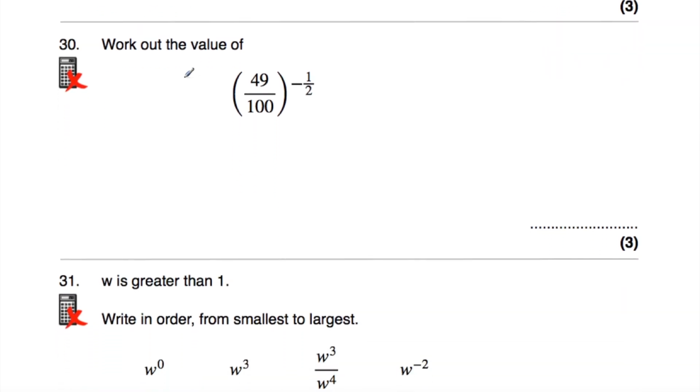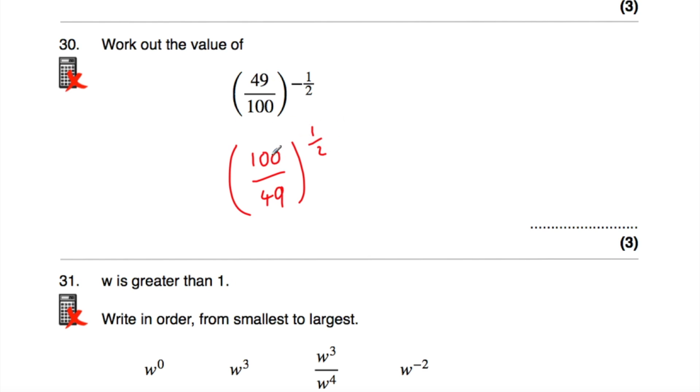So question number 30, we've been asked to work out the value of 49 over 100 to the power of minus a half. So we want to work out what 49 100ths to the power of minus a half is. So first of all, I'm going to deal with this negative power. Because we've got a fraction to a negative power, I'm going to find the reciprocal of it. So the reciprocal of this fraction will be what we get when we flip it over, which is 100 over 49. So that's got rid of the negative power. So we've now got to the power of a half. So we've just done the reciprocal of the fraction.